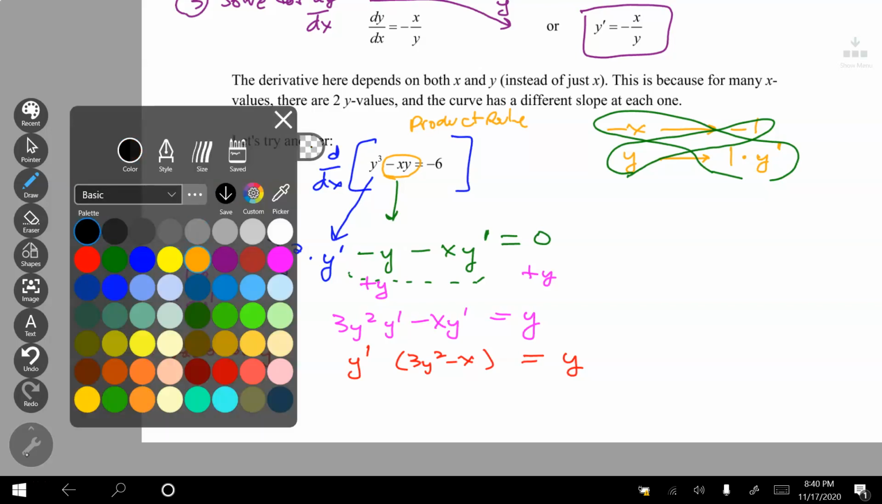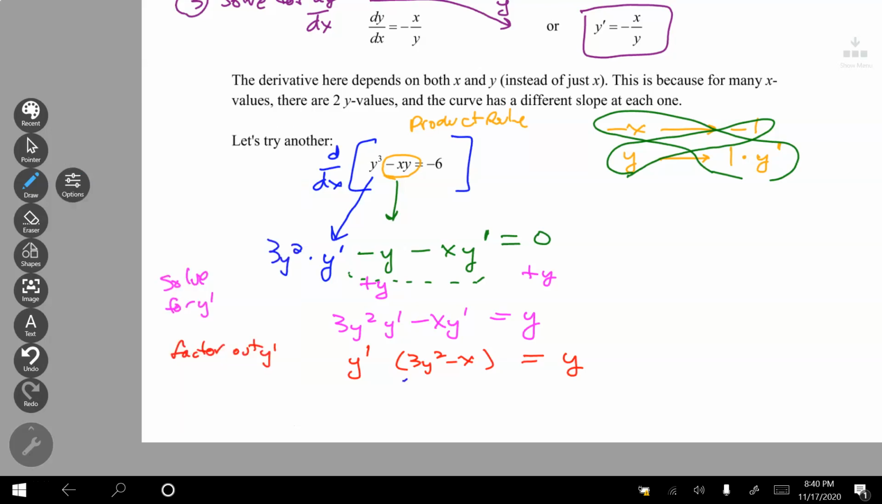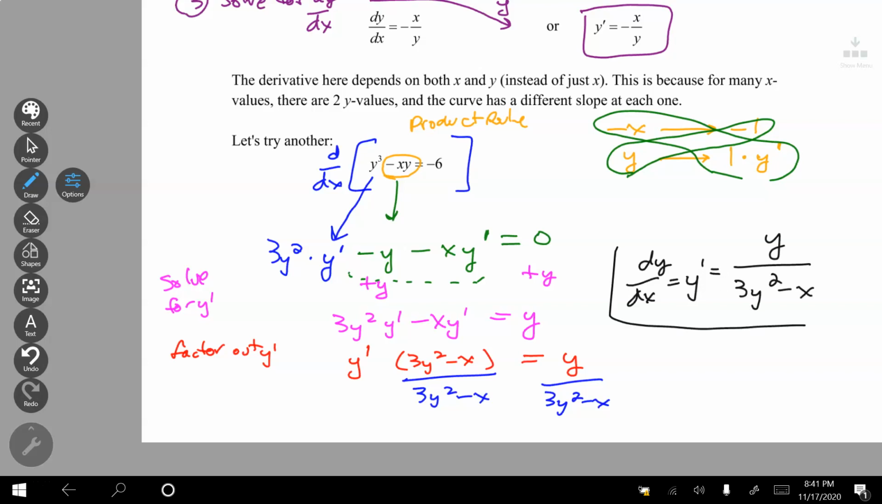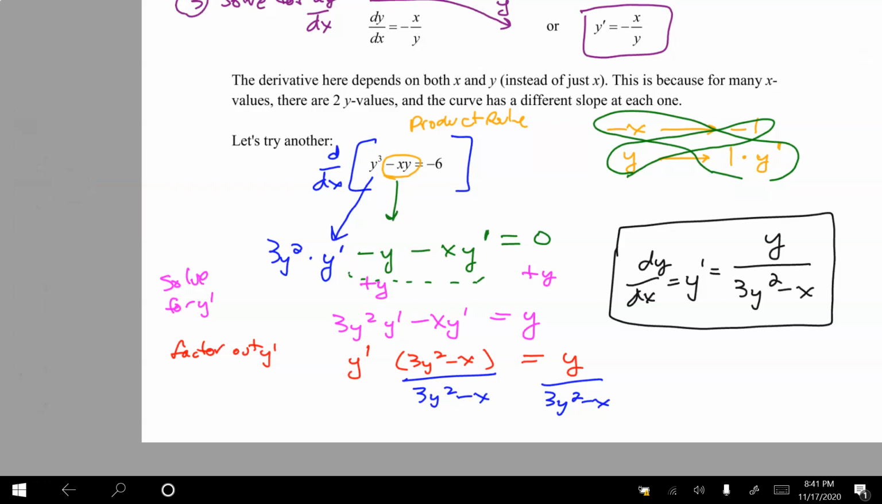And then I could divide out by this. And what I do to the one side, I do to the other side. And when I'm done, I get my dy over dx, which is the same thing as y prime, is equal to y divided by 3y squared minus x. It's going to be a lot of algebra involved in this and a lot of rearranging, but it's not above your abilities, and you just got to keep things isolated and move things around, but it's not too bad.